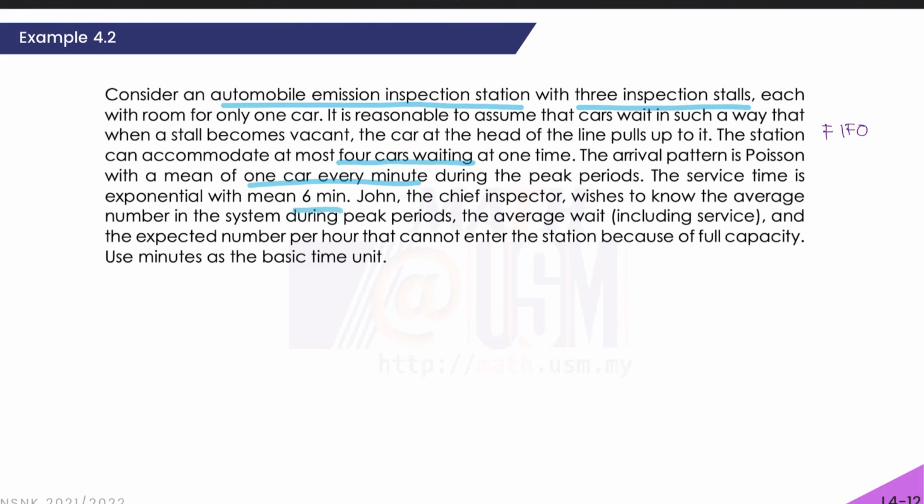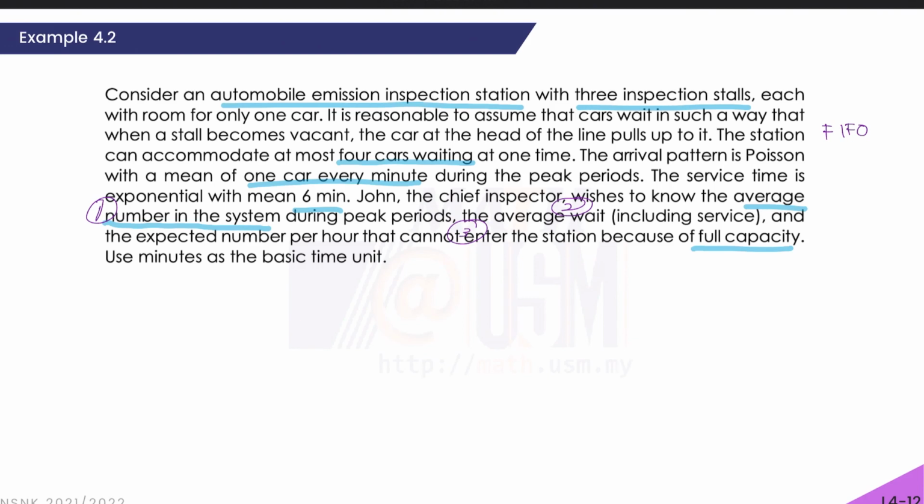The chief inspector named John wished to know the average number of cars in the system during peak periods, the average waiting time including service, and also the expected number per hour that cannot enter the station because of full capacity. So there are 3 things that John wants to know. The first is the number in the system, the second is the average wait, and the third is the expected number that cannot enter.